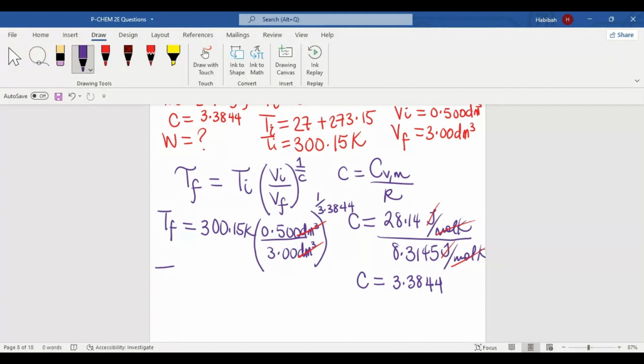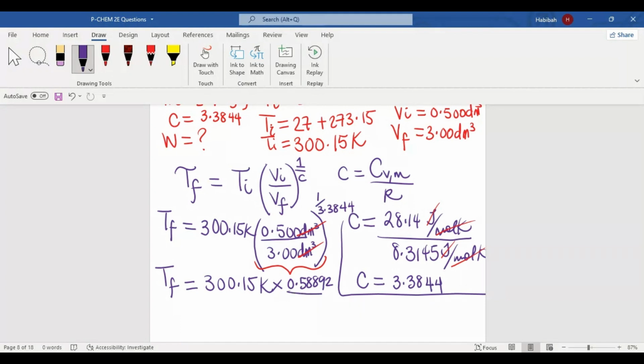So T final is equal to 300.15 Kelvins times this information here. You put it in your calculator, meaning 0.500 divided by 3, raised to the power of 1 over 3.3844. You have to learn to input complex information into your calculator, and inputting that in my calculator, I ended up getting 0.58892. So that's basically what I got. So that's the information here.